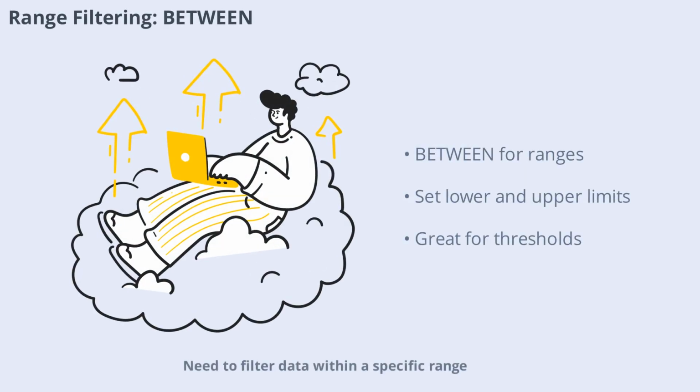Need to filter data within a specific range? The BETWEEN command is perfect for this. BETWEEN lets you select rows where a value falls between two endpoints. For example, you can find customers whose sales are between $1,000 and $5,000. This is especially useful for analyzing data within certain thresholds like age ranges or sales brackets.